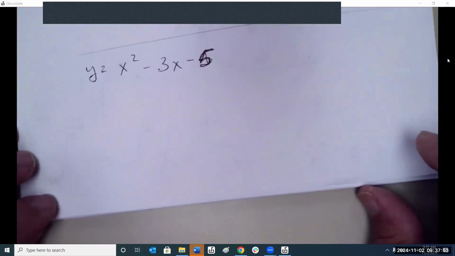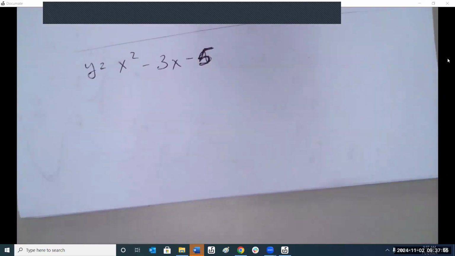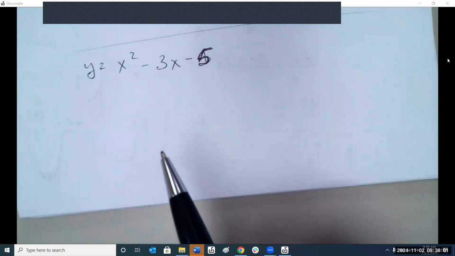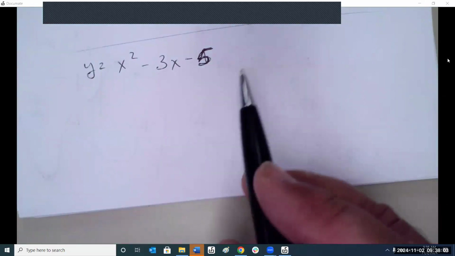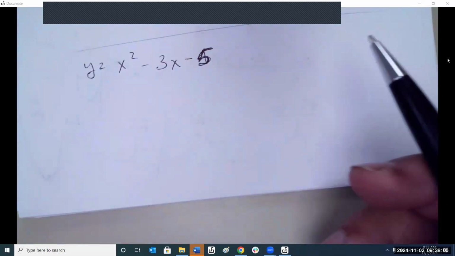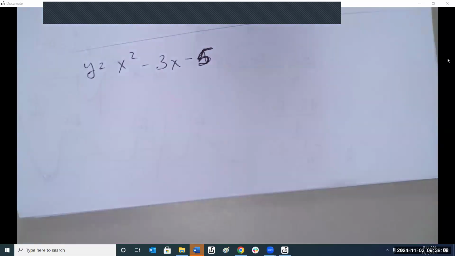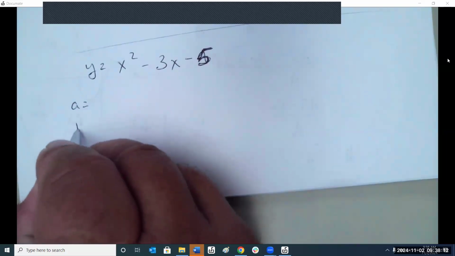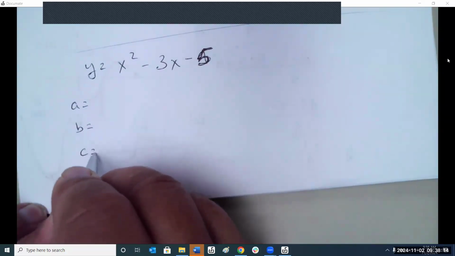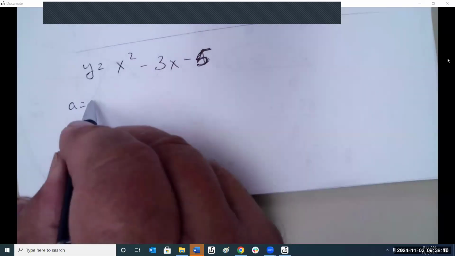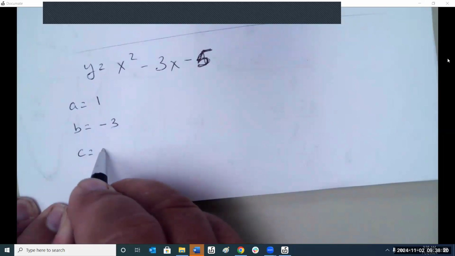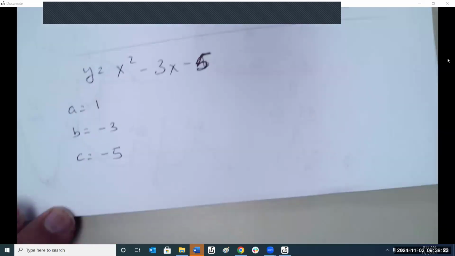Yeah, I wanted to try to trick you, right? No, because what times what is 5, then when you subtract them, you get 3? The only thing that equals 5 is 5 times 1. So this one's not factorable. But we can use the quadratic formula. A is 1, B is negative 3, and C is negative 5.